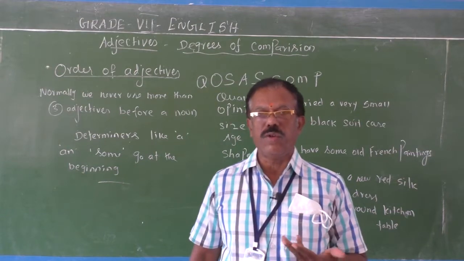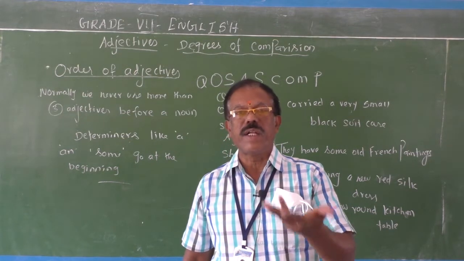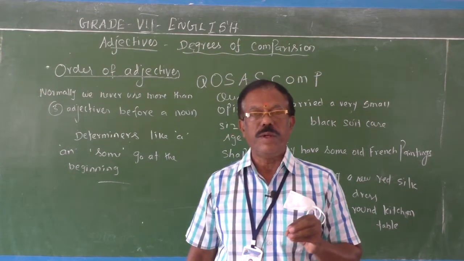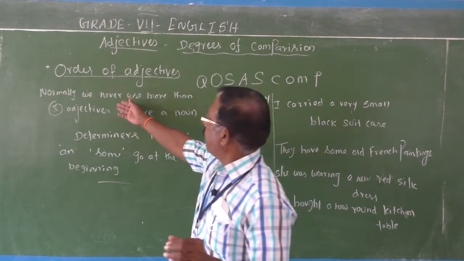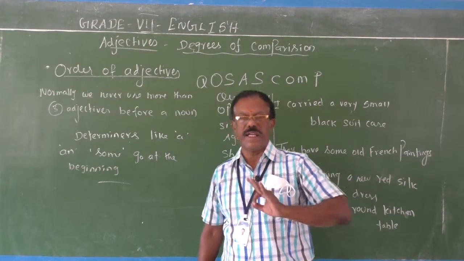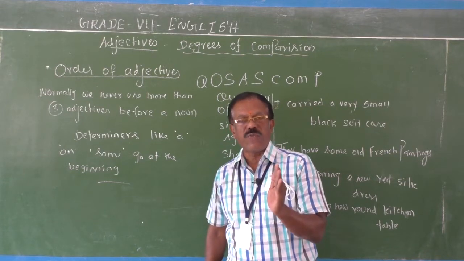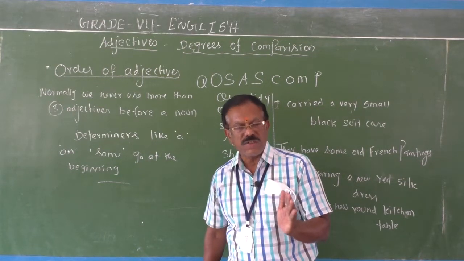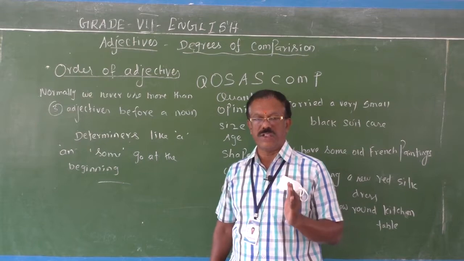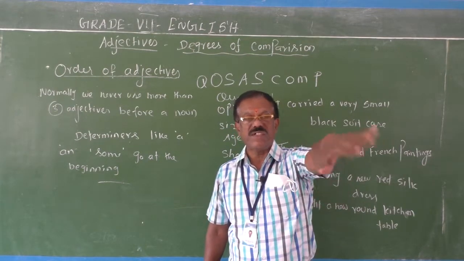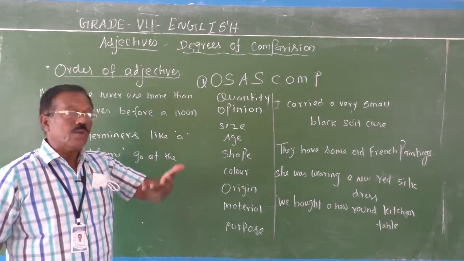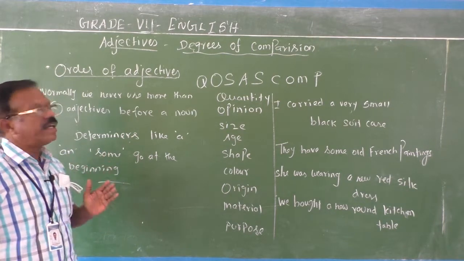Sometimes you may like to use more than one adjective before a noun. Normally, we never use more than three adjectives before a noun. If it is so, we have to follow some order. Adjectives should be used in such orders only. That order is called the order of adjectives. We cannot use the adjectives as we wish. So we have to follow a certain order when we use more than one adjective before a noun.